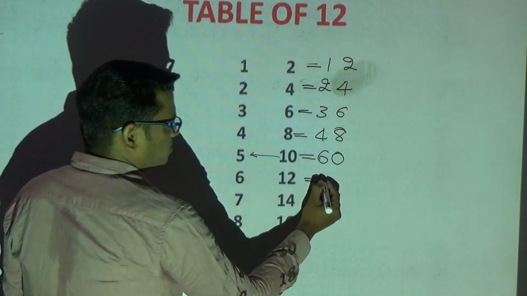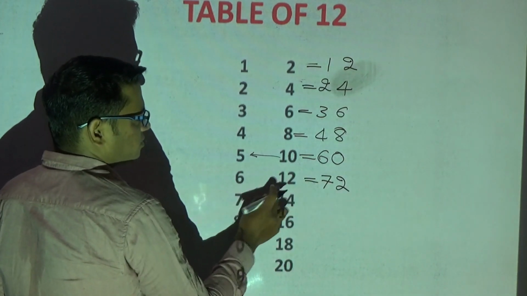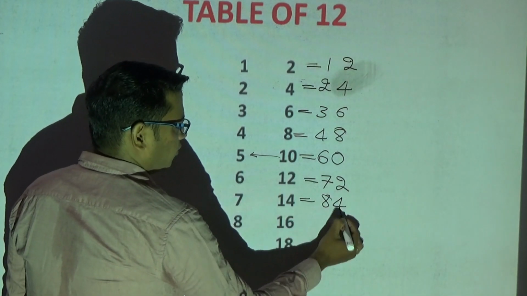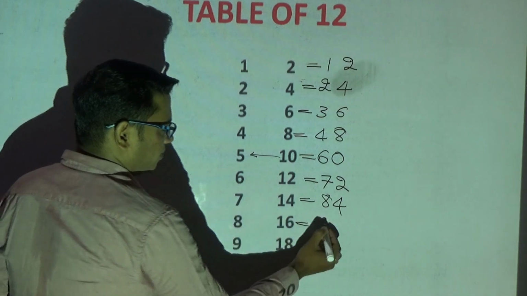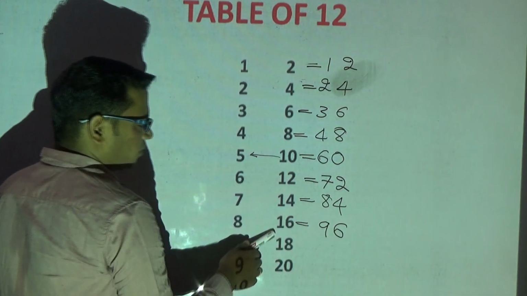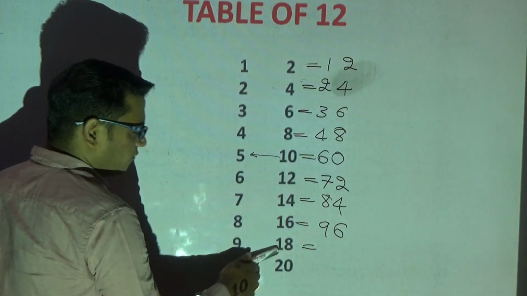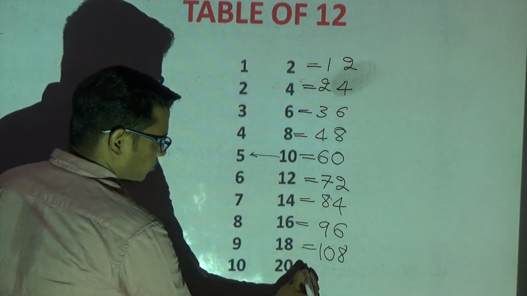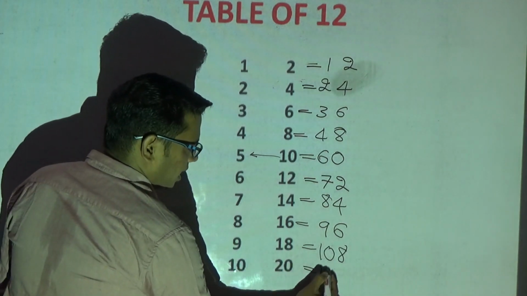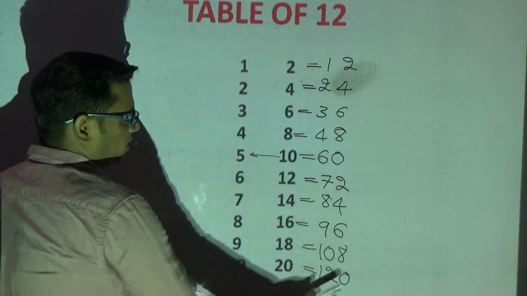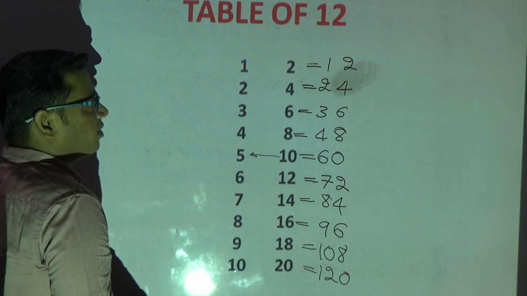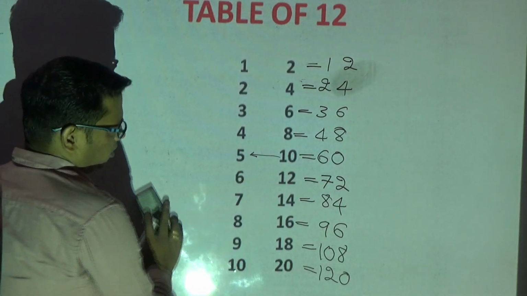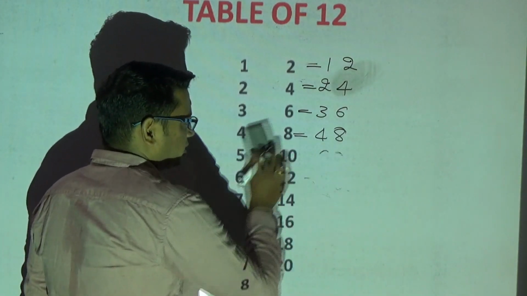Add this 1 to 6, it will become 7. Write 2. 12 sixes is 72. Add this 1 to this 7, it will become 8. 12 sevens is 84. Add this 1 to this 8, it will become 9. Write 6 as it is. 12 eights is 96. Add 1 to this 9, it will become 10. Write 8 as it is. 12 nines is 108. Add 2 to this, it will become 12 and write 0 as it is. See, this is 120. 12 tens is 120. Even if I don't know the table of 12, I can construct the table of 12 like this. Let me go for a few more tables, you will understand better.